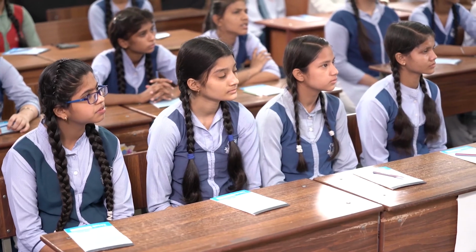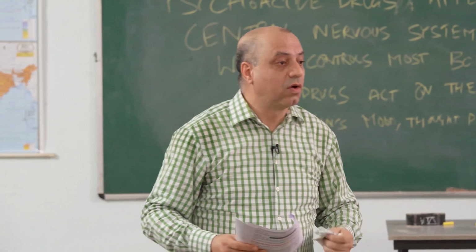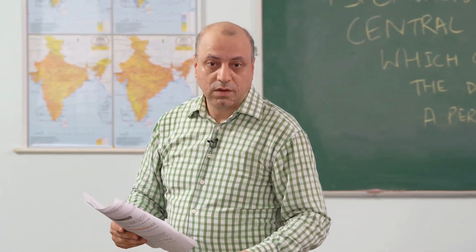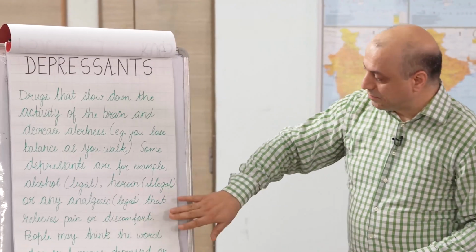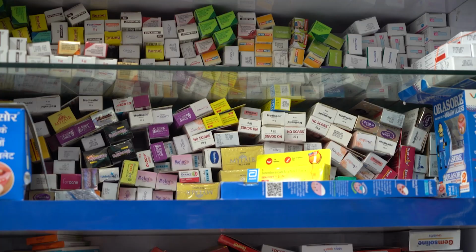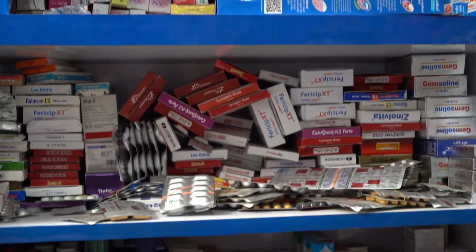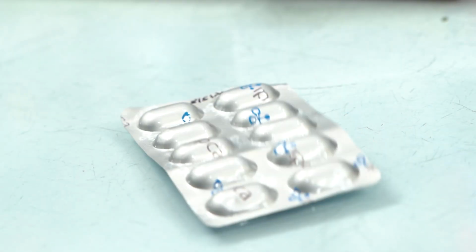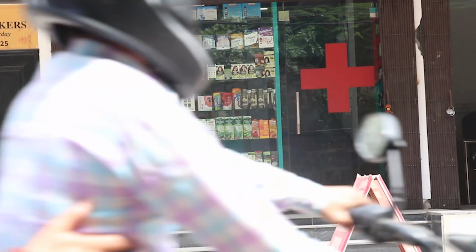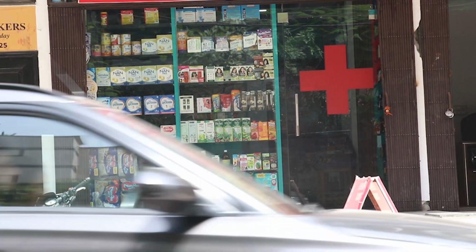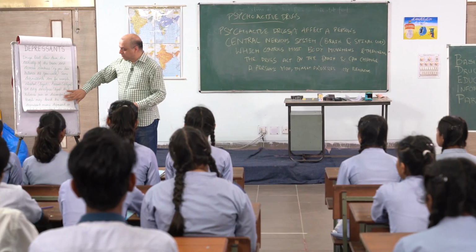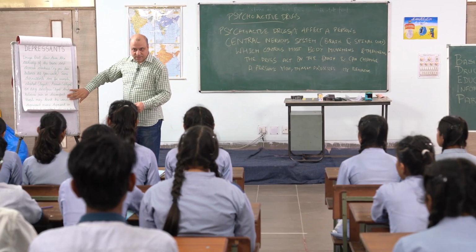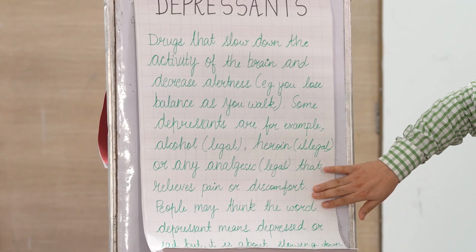You have heard of Brufen? Or paracetamol? Crocin? These are the most common painkillers. So analgesic, legal. It's available in a drugstore, in a chemist shop, in a pharmacy. It's legal to buy it and use it. Legal, that relieves pain or discomfort. A person might have a discomfort, a person might have a problem.